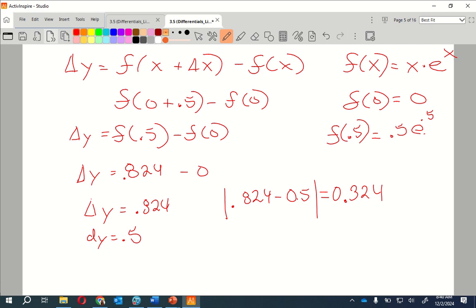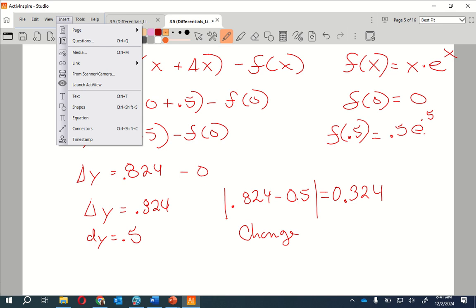Alright, and the reason why we use absolute value here is because I'm looking for the change, the difference, how far they're apart. That's why I'm using this, because distance is one of those things in math that is always going to be positive. So even if both of those were negative, that's why I have absolute value bars, because I want the change in that.